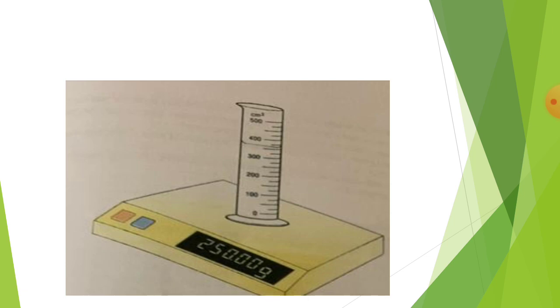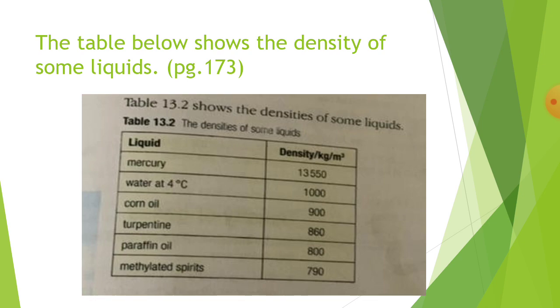To get the density, we'll divide the mass by the volume and present it in units of gram per centimeter cube, then multiply it by 1,000 to change it to kilogram per meter cubed. This is a table that shows the density of some liquids. We have different liquids and they all have different densities.